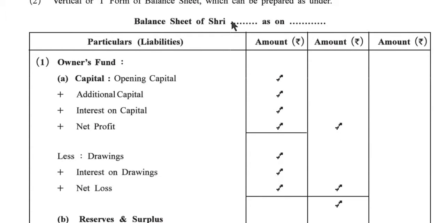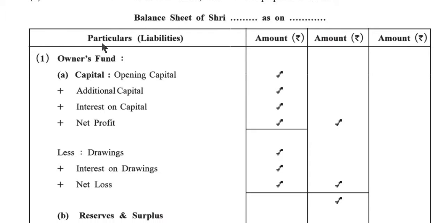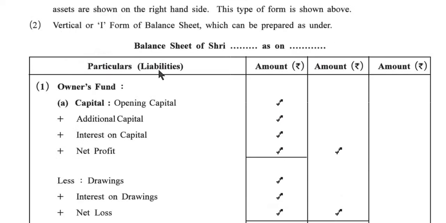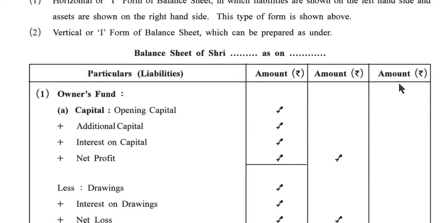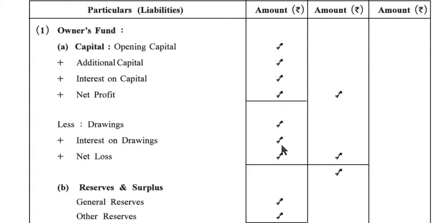Balance sheet of Shri, here we have to write the name, as on 31st March or 31st December, whatever the last date of the year. Now in this type of balance sheet there is no left or right side. We have to write all the information in one column, particulars, and afterward amount in rupees and amount in rupees. Owner's fund, A. Capital: opening capital plus additional capital, interest on capital, net profit, and afterward we have to write the amount here. Less drawing, interest on drawing and net loss, and afterward we have to write in the outer column.